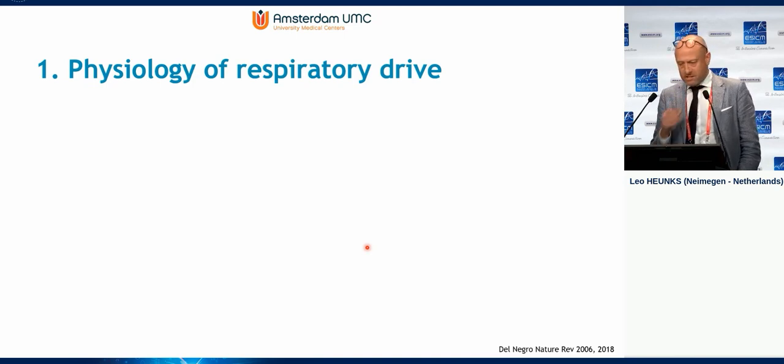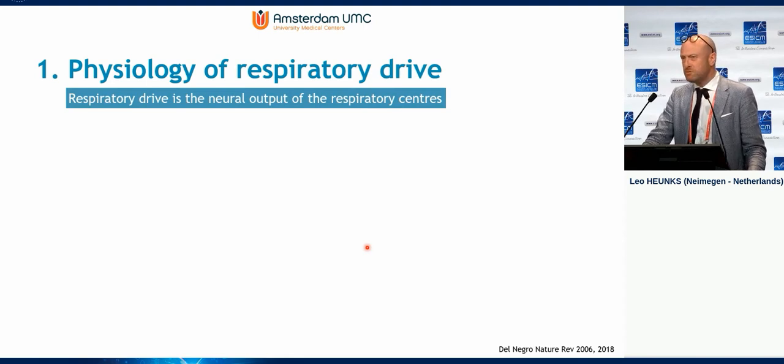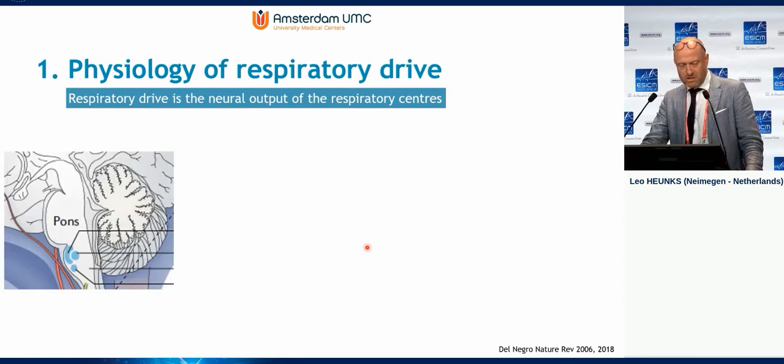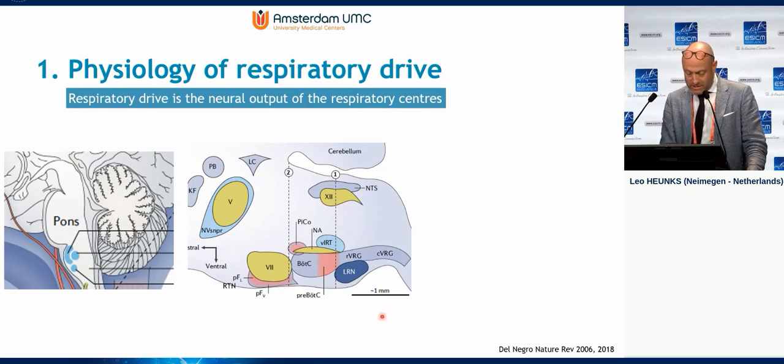So first, what is respiratory drive? Well, respiratory drive is the neural output of the respiratory centers. And the respiratory centers, as you probably know, are located in the brainstem just below the pons in the medulla. And just a little bit of basic physiology, which is, I think, really exciting. So right here, you see a magnification of the brainstem, and there's at least 2 important areas.